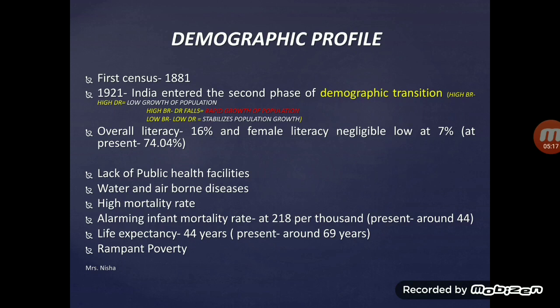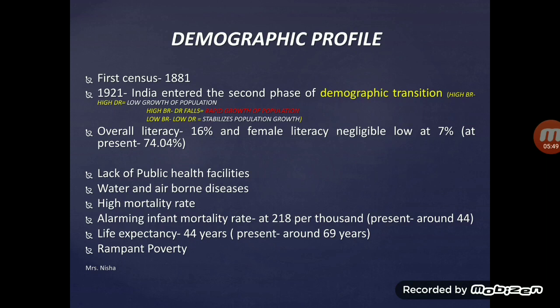Now, let me tell you what this theory of demographic transition is, or what the second stage of demographic transition is. Children, if you see in the demographic transition, in the first stage, the birth rate of the population remains very high, and the death rate is also very high. So, as a result, the growth of population remains very low.